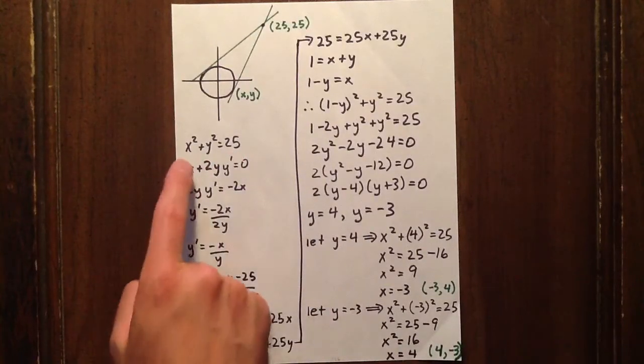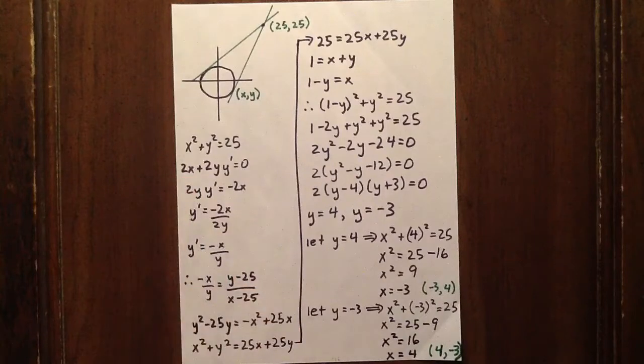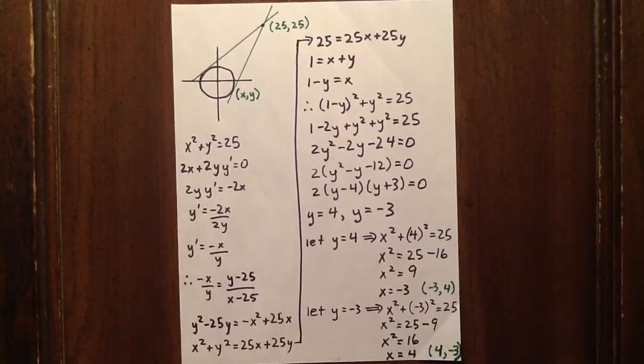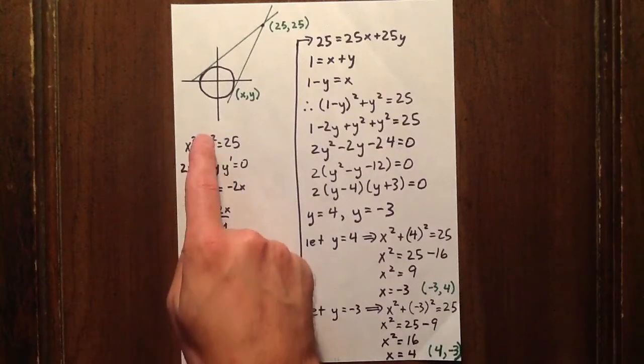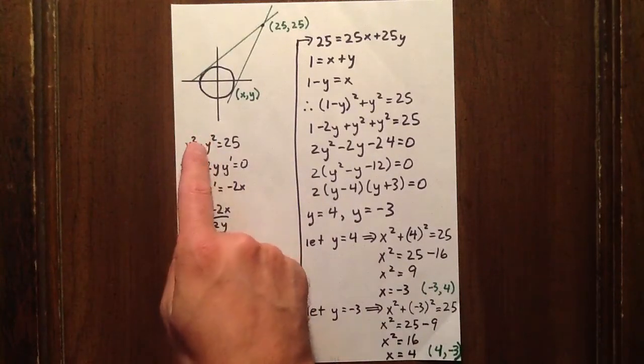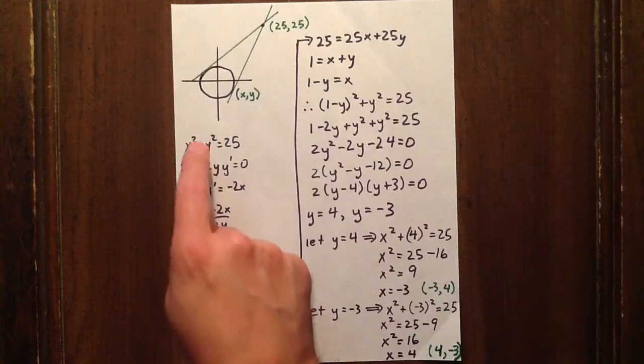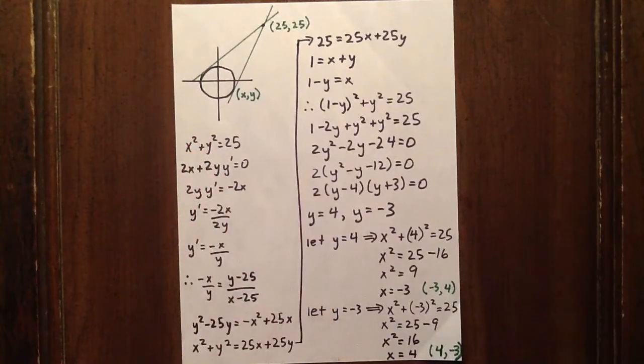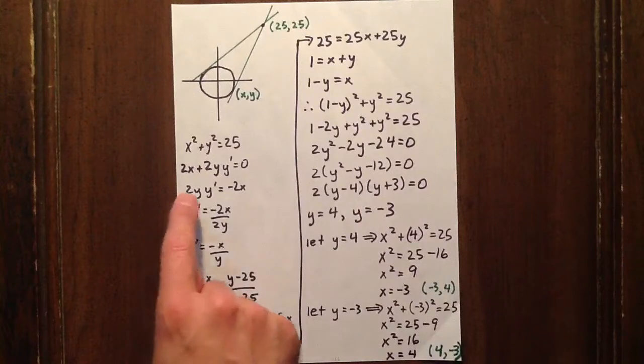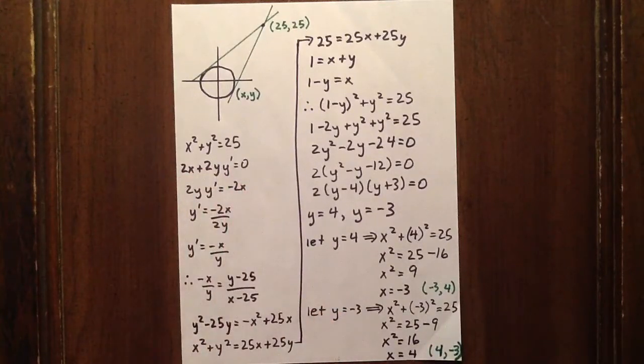We're going to figure out the slope of this curve at any point using implicit differentiation. Well, the derivative of x squared with respect to x is 2x. The derivative of y squared with respect to x is 2y, y prime. That's a chain rule application: 2 times y to the 1 times the derivative of y with respect to x. And that equals 0. So we know that 2y y prime is negative 2x. So y prime is negative 2x over 2y, or in other words, y prime is negative x over y.